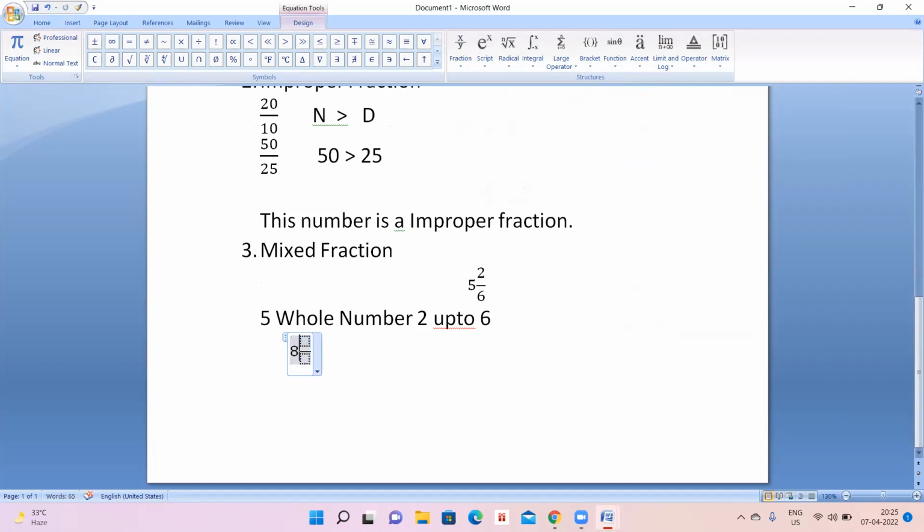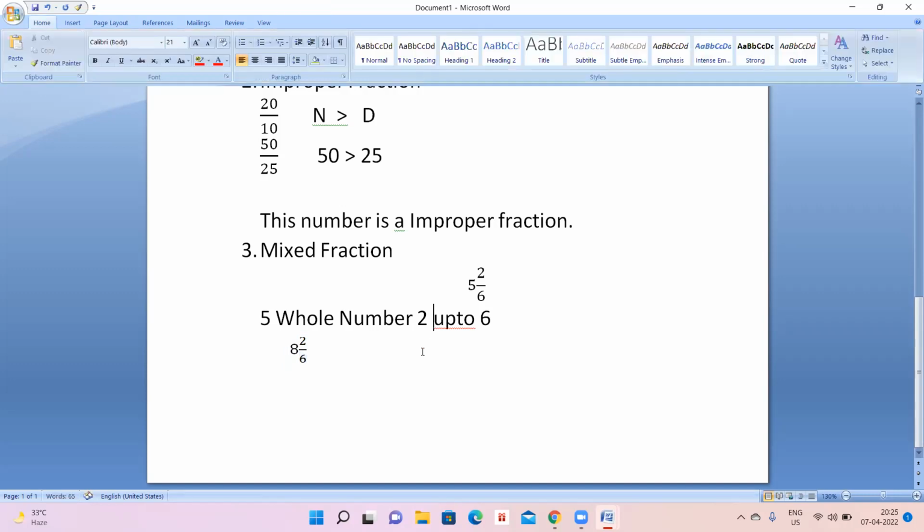This is 8 whole number 2 upon 6. This is also a whole number where 8 is a whole number and 2 upon 6. We can read it as 8 whole number 2 upon 6. So this type of fraction is called a mixed fraction.